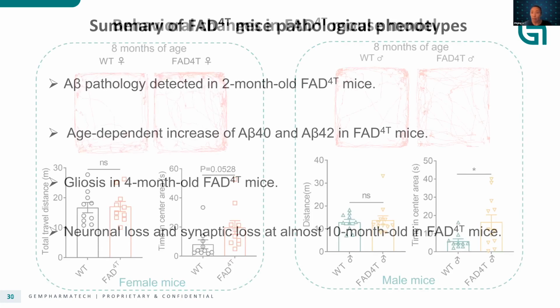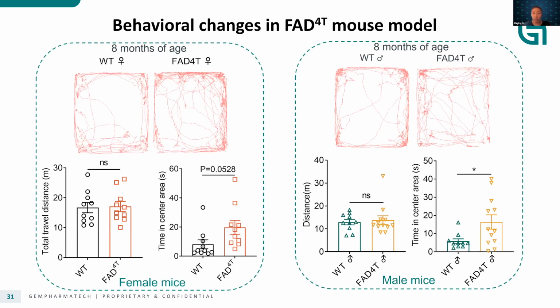So parallel or in addition to the morphological changes, we have also done some behavioral analysis to see whether these animals are showing some cognitive defects. The first one we did is open field analysis. Showing to you is 8-month-old animals, females on the left, males on the right. What we quantified is comparing wild type and FAD4T mice when they are running around in the open field.